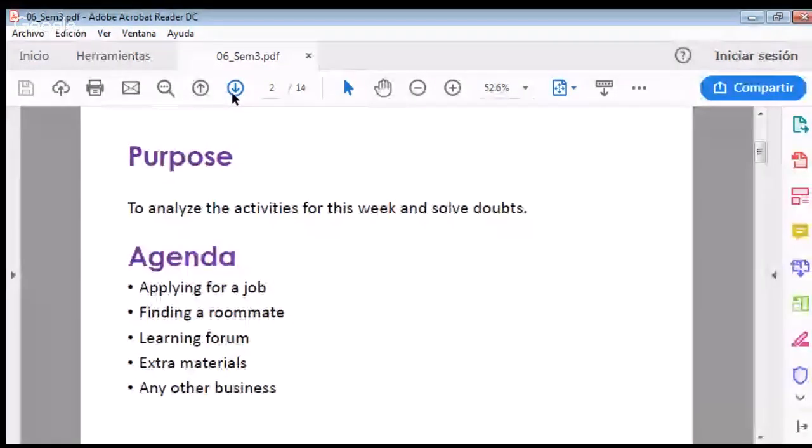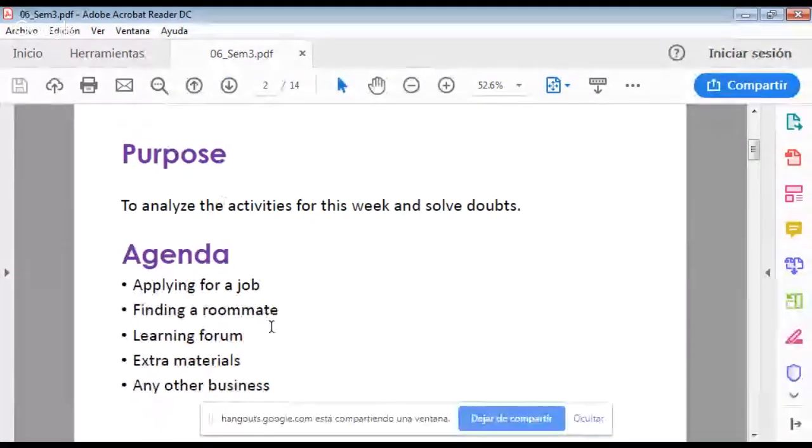As usual, the purpose is to analyze activities for this week and solve doubts. And this is the agenda. We have 2 integrated activities that are applying for a job and finding a roommate, the learning forum, extra materials, and any other business that you would like to talk about. But well, these are the 2 activities you will be working on. The first one, applying for a job, is a little bit less complicated than finding a roommate.